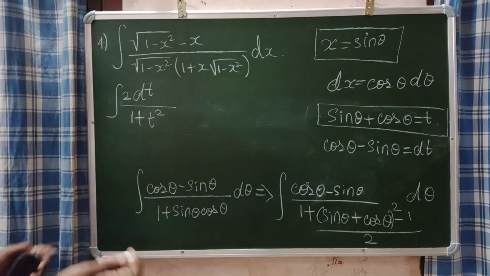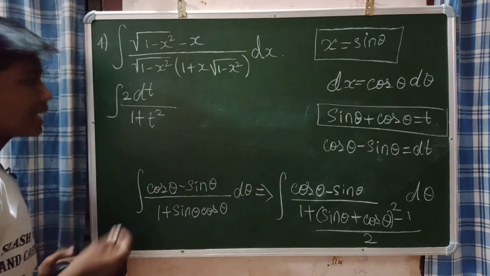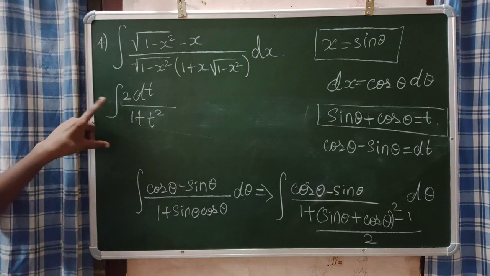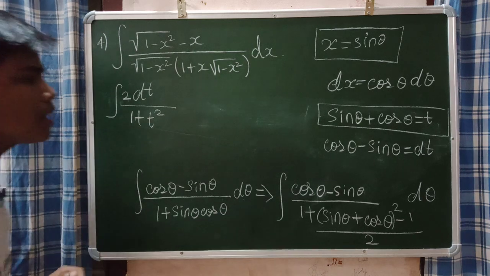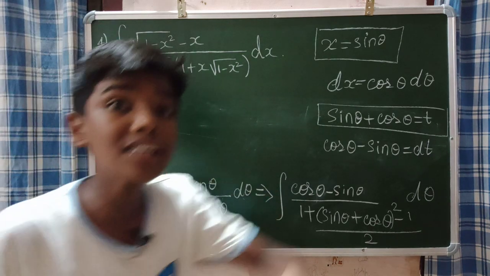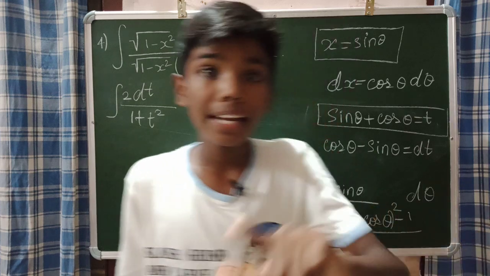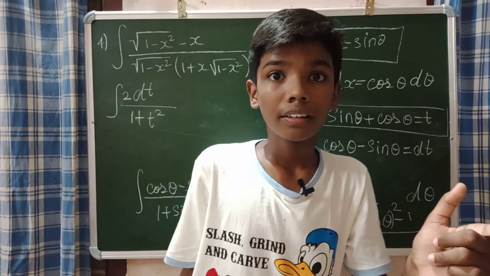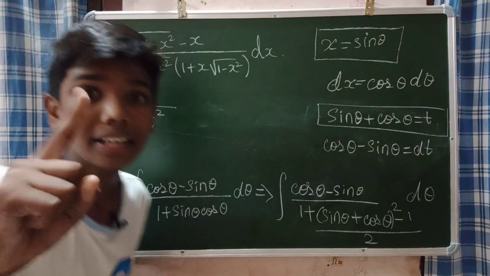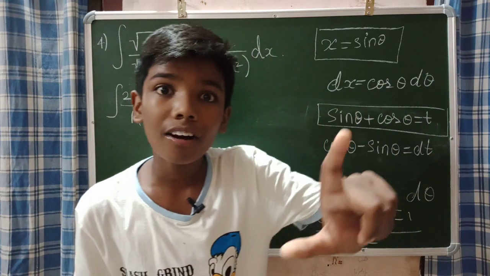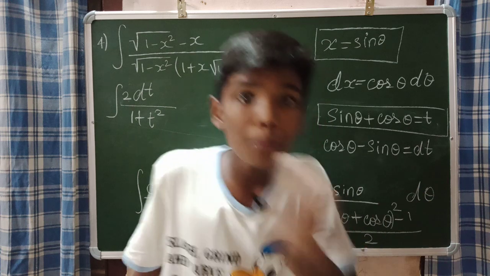Now what I am going to do is write the integration of dt divided by 1 plus t square. We know one formula, the integration of dx divided by a square plus x square. Using that formula, I will tell the formula: the integration of dx divided by a square plus x square.